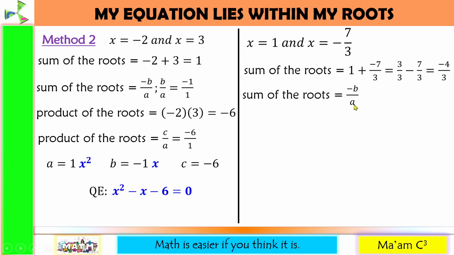And then my a is the denominator here. So the negative of negative 4 is equal to positive 4. So my a is equal to 3, and my b is equal to 4.